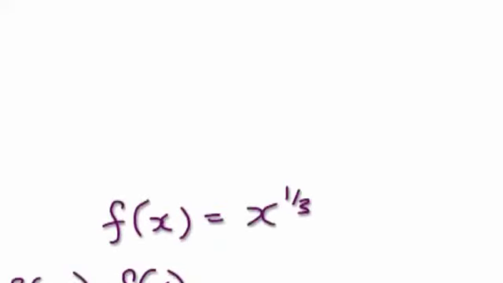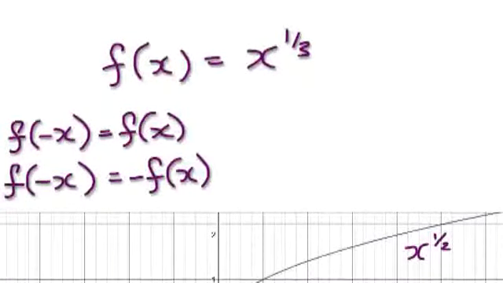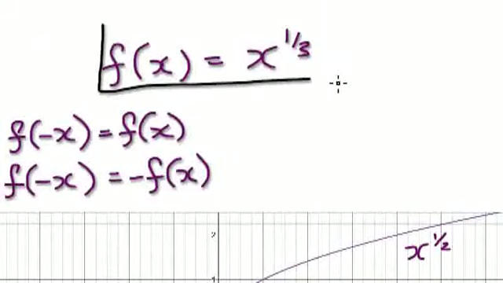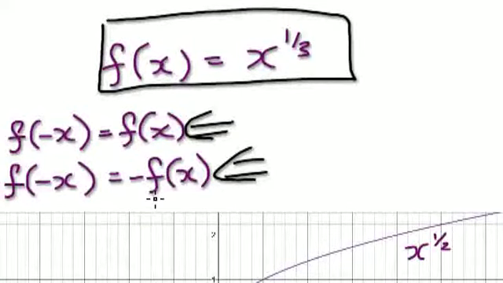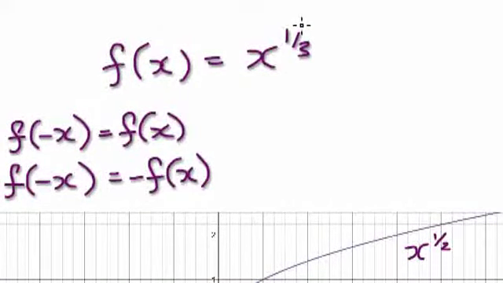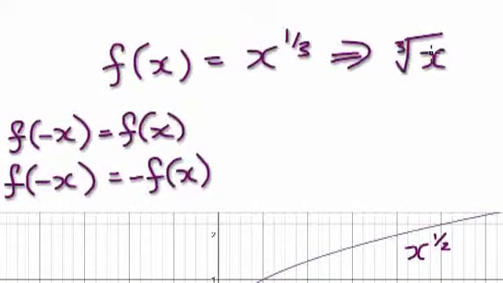Okay, let me give you an example. This one's quite tough. Given a function f of x equals x to the power of a third, is it an even function or an odd function or neither? Remember from my section on indices, we don't really understand what it means to have a power of a fraction. So the minute we have a power of a fraction, we would immediately jump to, in this case, the cube root of x.